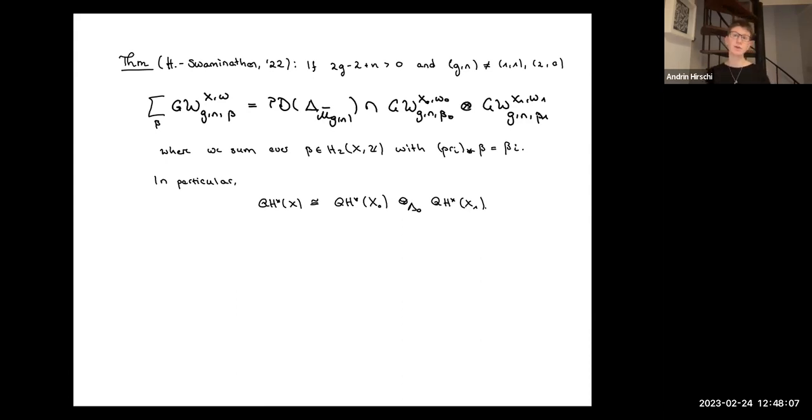In particular, if we restrict to the case where g is equal to 0 and n is equal to 3, this moduli space here will just be a point. So we can forget about this term and just obtain the tensor product of these two classes. This just means that the small quantum cohomology ring of X is actually isomorphic, via the Künneth isomorphism, to the tensor product of the quantum cohomology of X0 with the quantum cohomology of X1 over the universal Novikov ring.